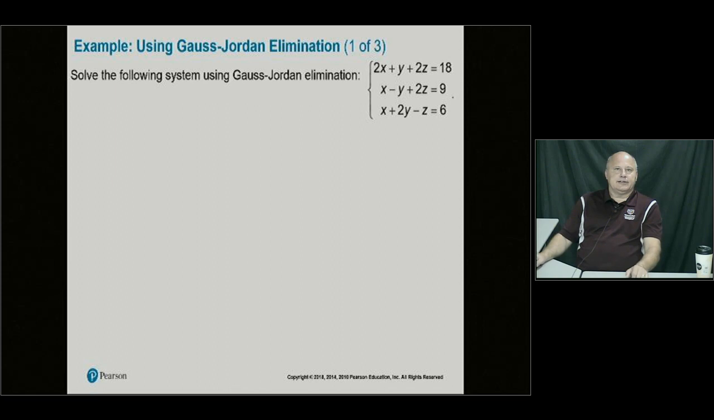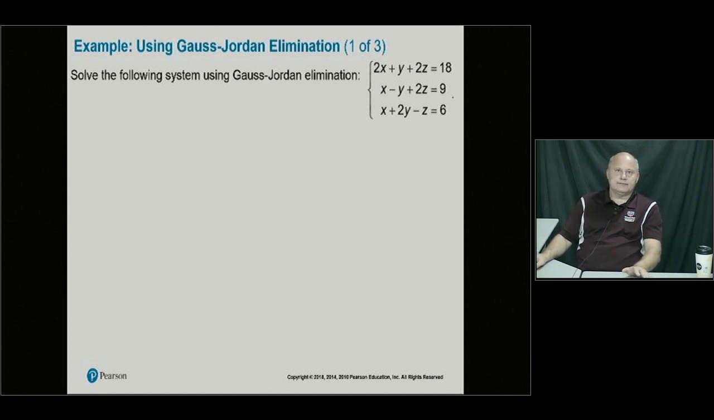Okay, so let's do an example using this one. Now, it's the same example I did a while ago. Okay, solve the following system using the Gauss-Jordan elimination. So it's the same exact system. 2x plus y plus 2z equals 18, x minus y plus 2z equals 9, x plus 2y minus z equals 6.